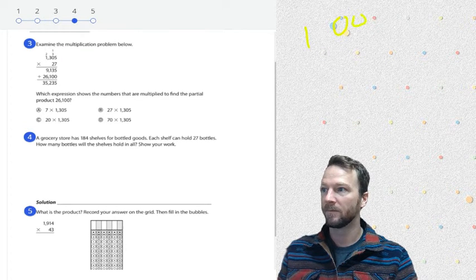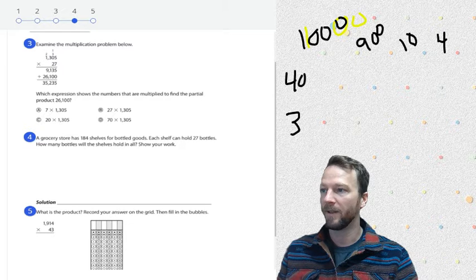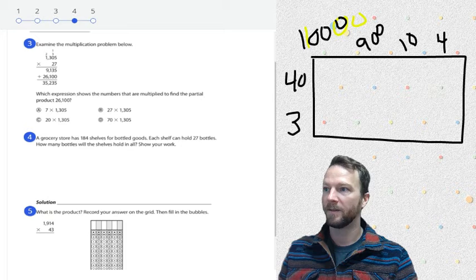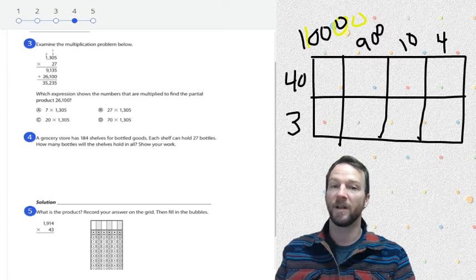1,000. Oh, you can't see that. 1,000. So I would have the thousands. So I have 1,900, and then 14 is a 10 and a 4, and I'm multiplying that by 40 and 3. So it's a 4-digit number, and you guys all figured this out the other day, so great job, because we did one of these in our math book. So I'm going to have 8 partial products that I need to add.